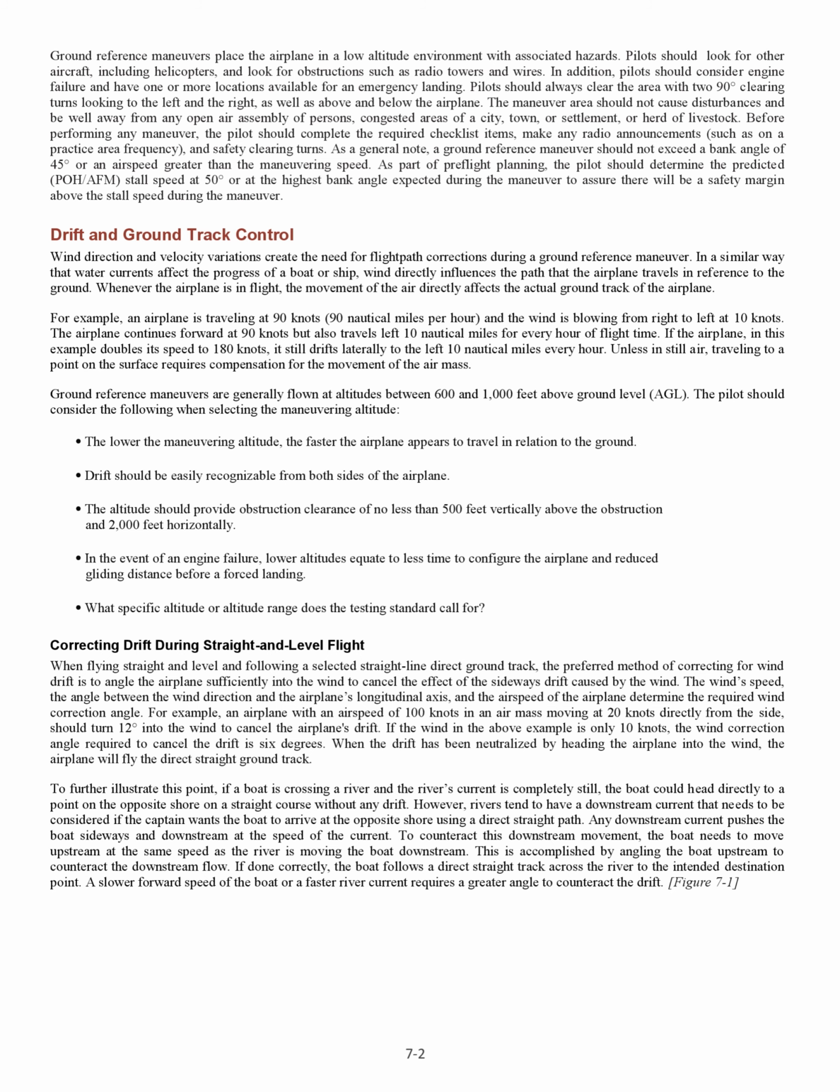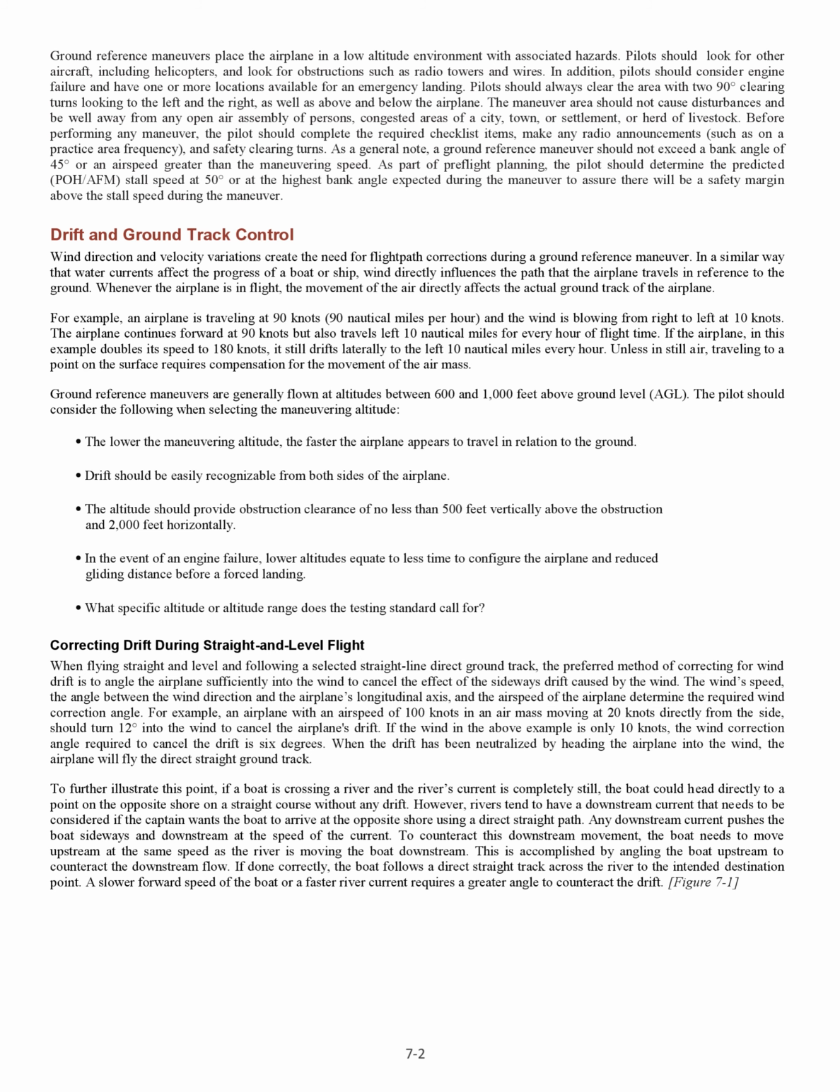For example, an airplane with an airspeed of 100 knots and an air mass moving at 20 knots directly from the side should turn 12 degrees into the wind to cancel the airplane's drift. If the wind in the above example is only 10 knots, the wind correction angle required to cancel the drift is 6 degrees. When the drift has been neutralized by heading the airplane into the wind, the airplane will fly the direct straight ground track.